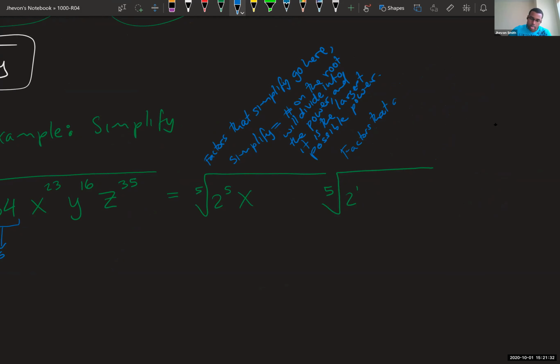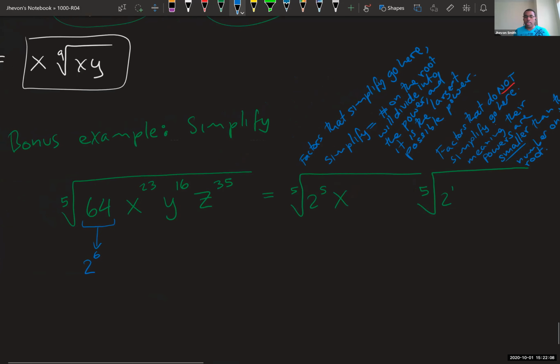factors that do not simplify go here, meaning their powers are smaller than the number on the root.